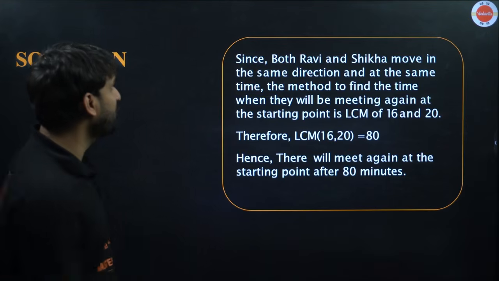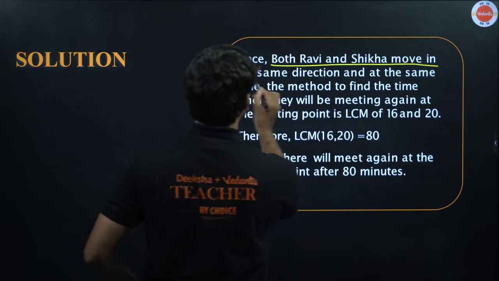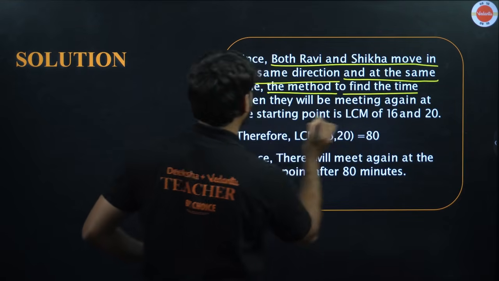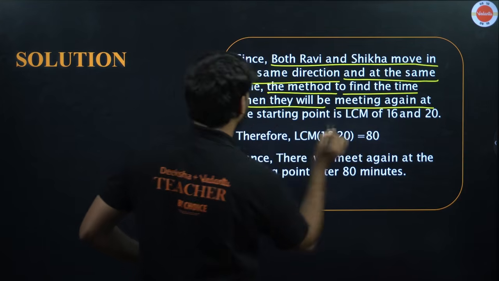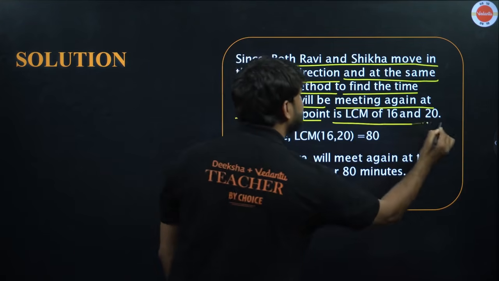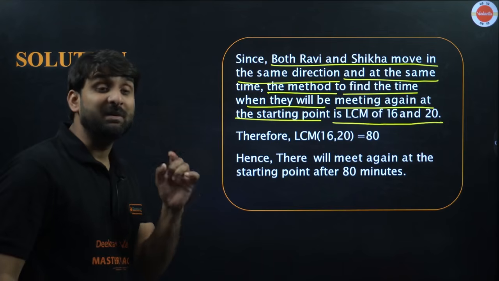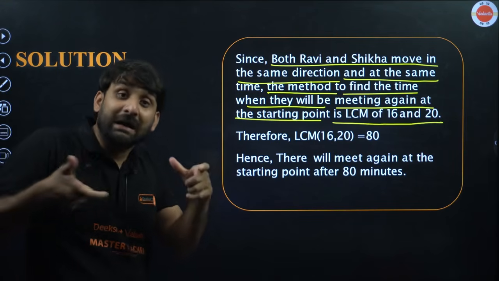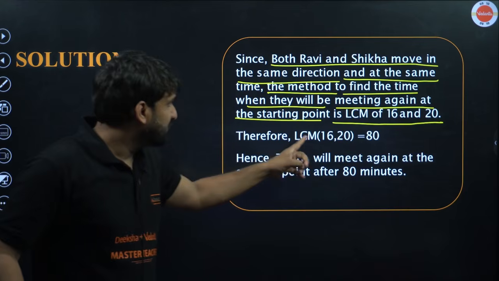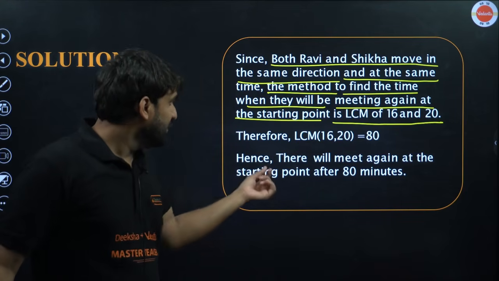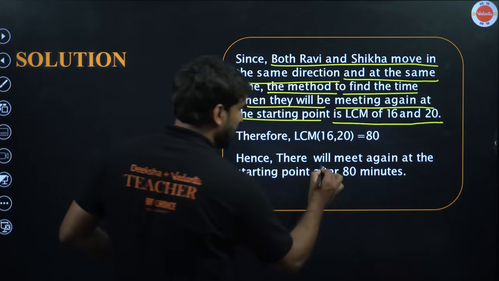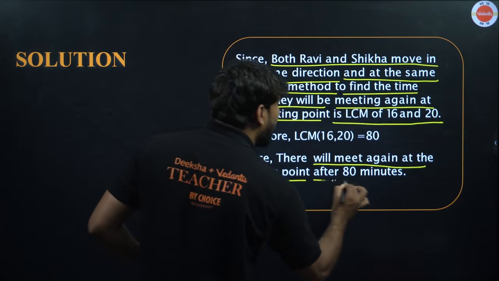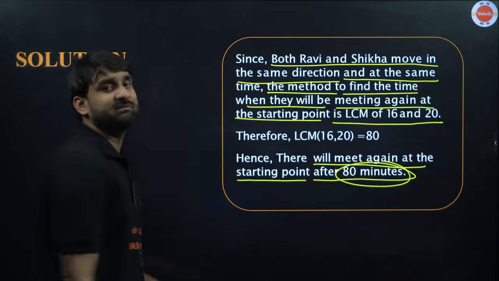So can we go through? Since both Ravi and Shikha move in the same direction at the same time, the method to find the time when they will be meeting again at the starting point is LCM, because we want to find the time at which they both will meet again. So the LCM of 16 and 20 will be 80. So they will meet again at the starting point after 80 minutes. The LCM will be the answer.